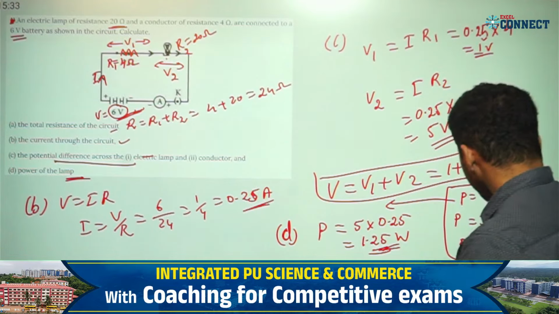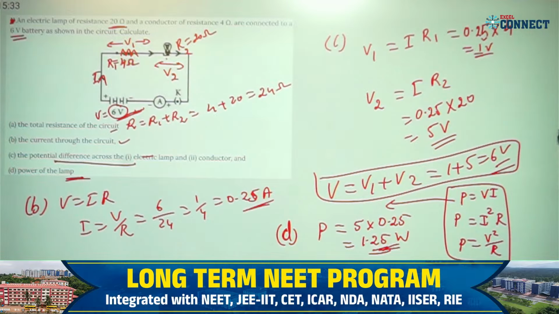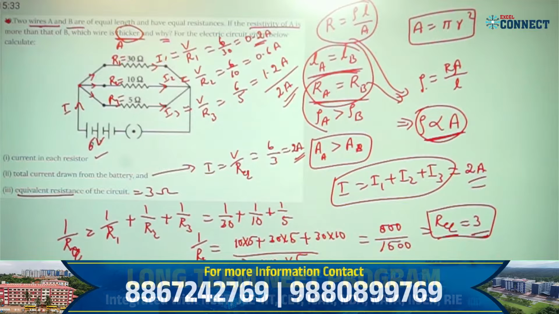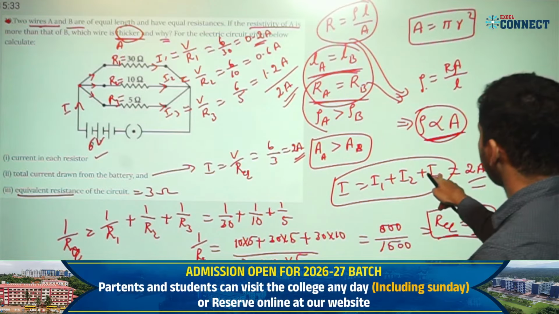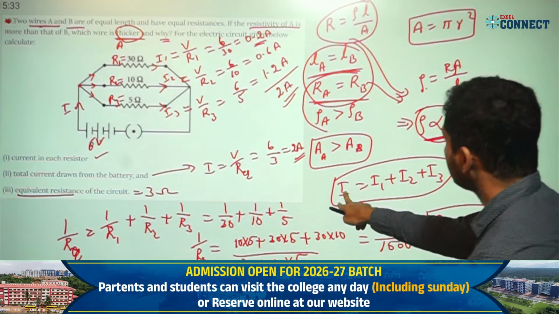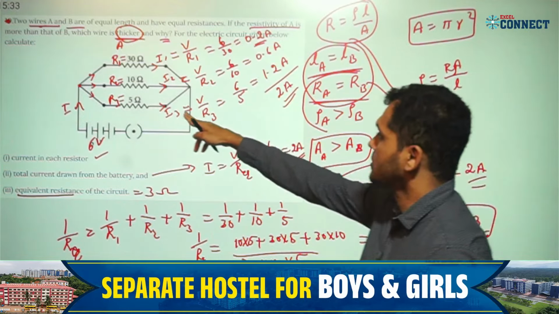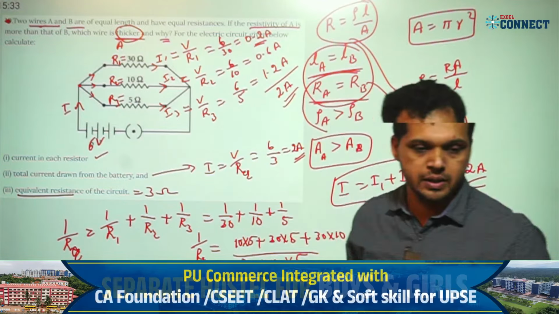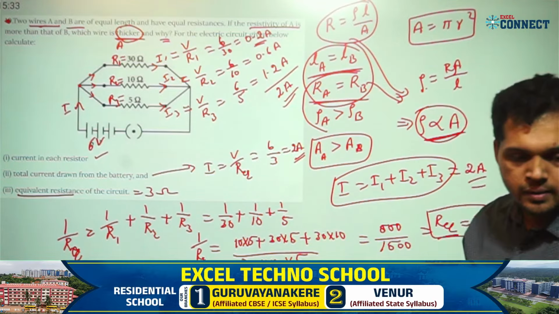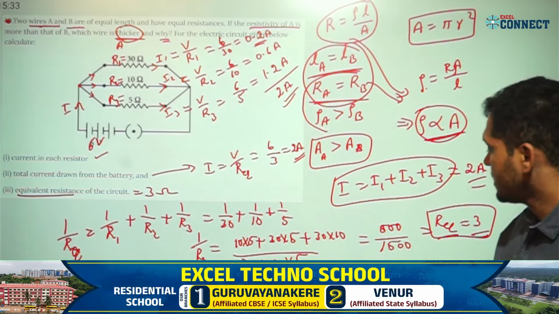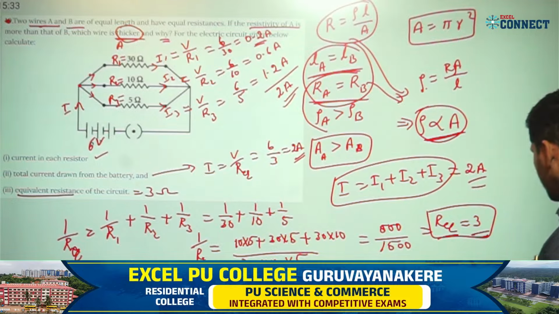Correct? Check the previous question. In the previous question, I1 plus I2 plus I3, the total current, is the sum of the currents in a parallel combination. Is that clear? Yes.